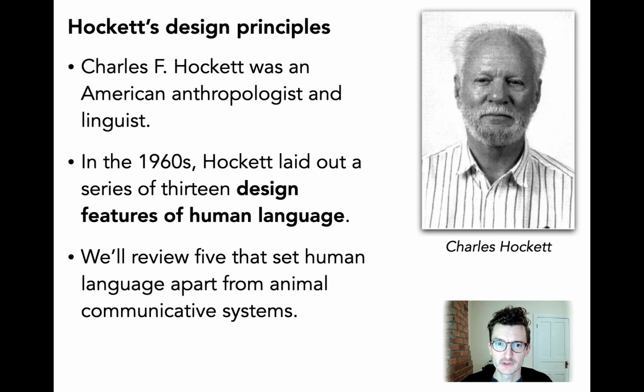In the 1960s, Charles Hockett, an anthropologist and linguist, decided to sort of lay out what he thought were 13 design features of human language. And it was his attempt to sort of map out how human language is different from other forms of communication that we see in non-human animals. And I won't go through all 13, but I'm just going to look at 5 that arguably set human language apart from communicative systems that we see in non-human animals.